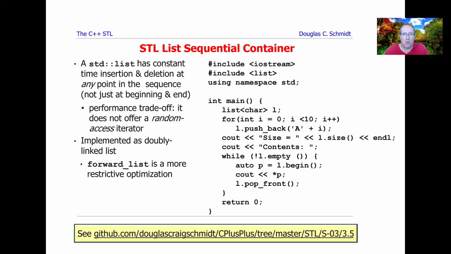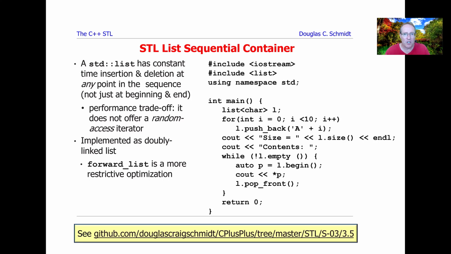So what we're going to do now is talk about another STL sequential container, the one called list. We've talked about vector, which is used to add things at the end and remove things at the end efficiently, and it uses a contiguous chunk of memory.